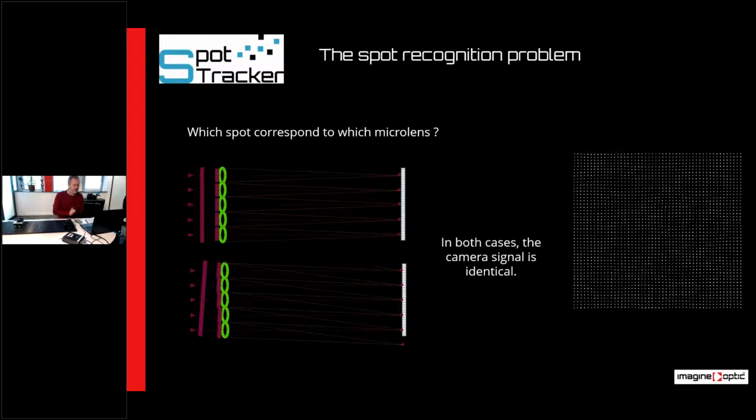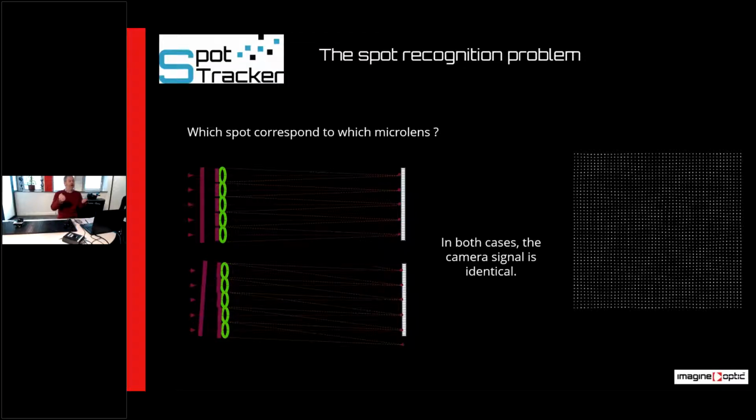But for the Shack-Hartmann technology, if you imagine a flat wavefront, it creates spots, as I said, on the axis of the microlens. If you tilt this wavefront, the spot will be shifted, and there is a tilt for which this microlens here will create a spot which is on the axis of another microlens. And in both cases, the signal acquired by the camera is strictly identical.